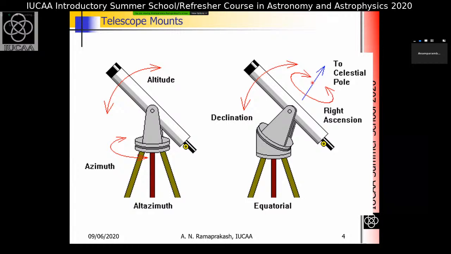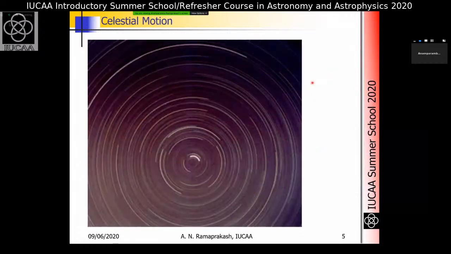Now, both these mounts are used to allow the telescope to look at its target as it moves across the sky and keep scanning, keep tracking the movement of the object in the sky, so that the image of the object stays at the same position at the focal plane of the telescope. Now, here is an image of how targets or celestial objects move across the sky.